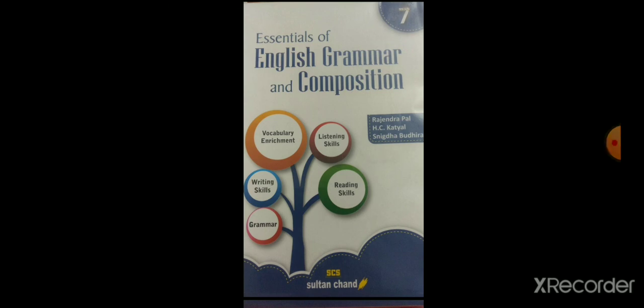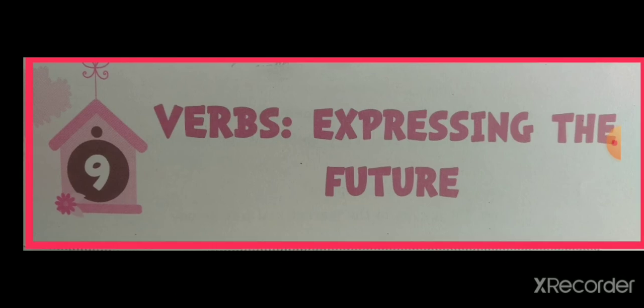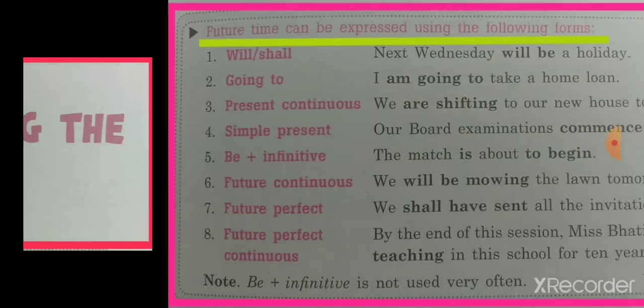And the name of the chapter is Verbs Expressing the Future. Means in this chapter we are going to study about those verbs which can be used in a sentence to express future time. So here, as we know the definition of verbs, verbs means the words which denote an action or being or possession. So here we are going to study about those verbs which express the future time in a sentence. So let us start learning.